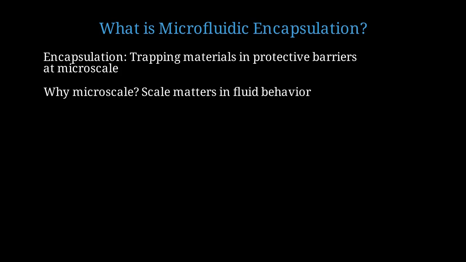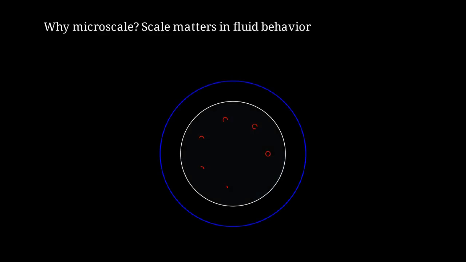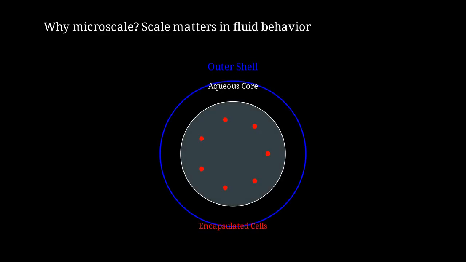The reason is that at these small dimensions, the physics of fluids changes dramatically. Surface tension becomes dominant over gravity, and viscous forces dominate over inertial forces. Here we see a simplified diagram of an encapsulated system. The outer blue shell represents the protective barrier, while the inner region contains the material we want to protect, in this case cells shown as red dots.